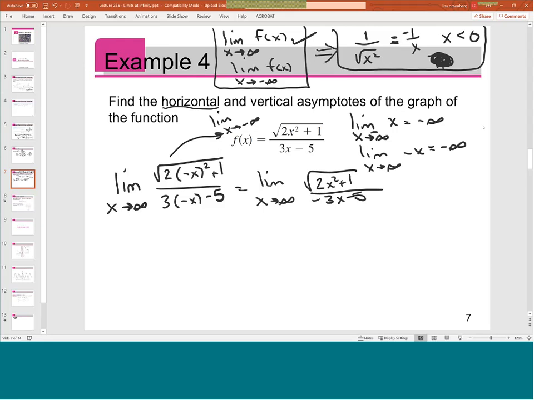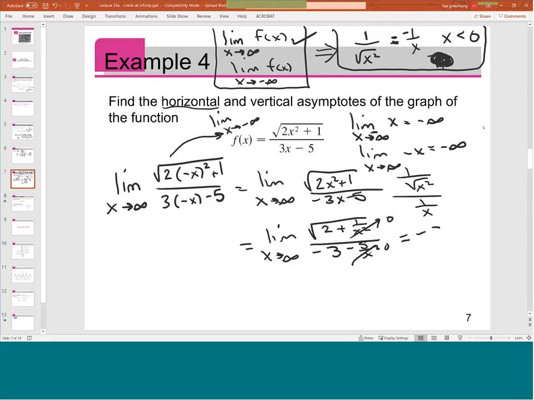And now I can do the same thing as I did before, where I multiply by 1 over x squared over 1 over x, and I'm still going to get the limit as x approaches infinity of the square root of 2 plus 1 over x squared over minus 3 minus 5 over x, where these two go to 0, and I still get minus the square root of 2 over 3. So either way, I get the same answer.